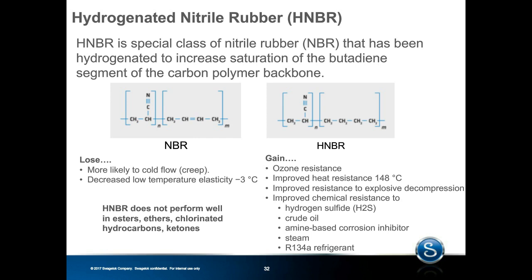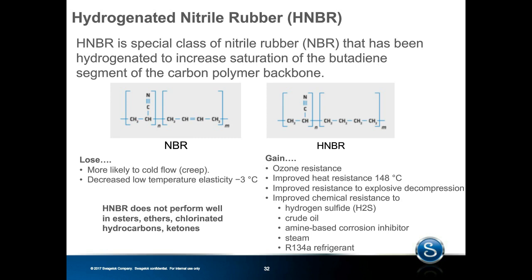So we would say that this backbone here is saturated, and as a result, we understand now that these materials with saturated backbones have improved resistance to certain chemicals. So as I hydrogenate that butadiene and get rid of the double bond, which you can see for HNBR, I've improved ozone resistance, I've improved heat resistance, resistance to explosive decompression, and the list of chemicals you can see there. And that is because we've removed an opportunity for reaction that was in the main chain of NBR, which is no longer present in HNBR.